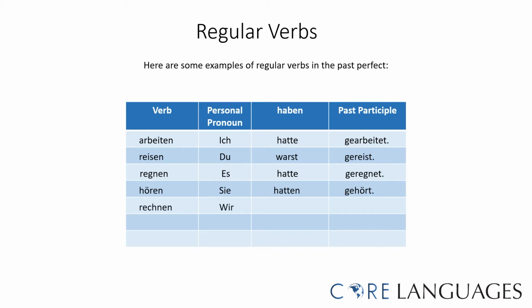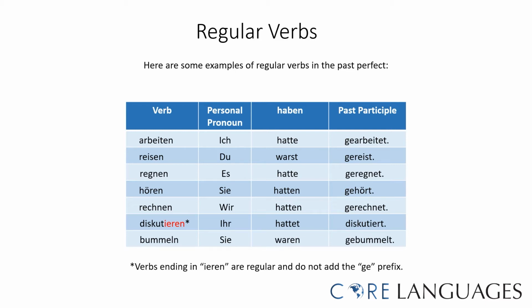Rechnen, to calculate. Wir hatten gerechnet. We had calculated. Diskutieren, to discuss. Ihr hattet diskutiert. You had discussed. Bummeln, to stroll. Sie waren gebummelt. They had strolled. Notice that these verbs never use ge to form the past participle. The past participle of diskutieren is diskutiert.